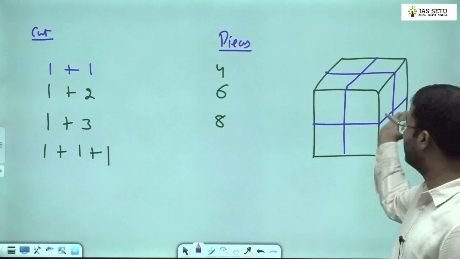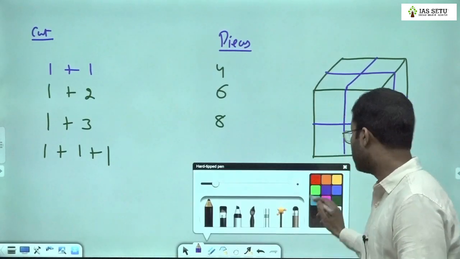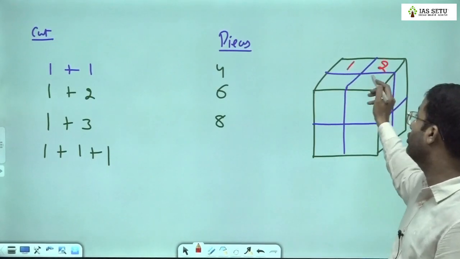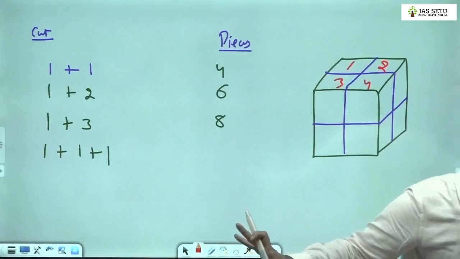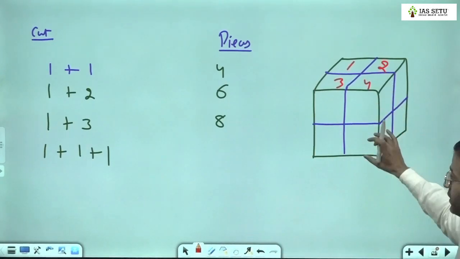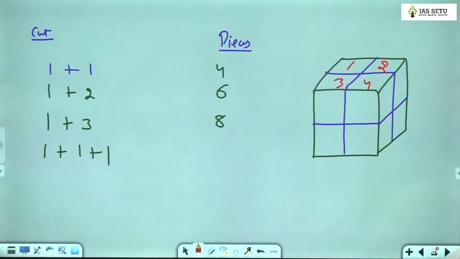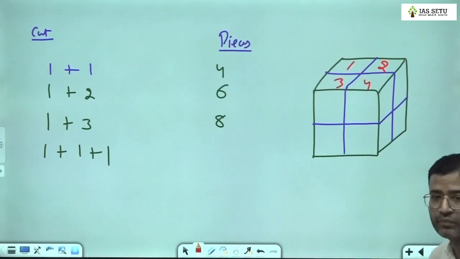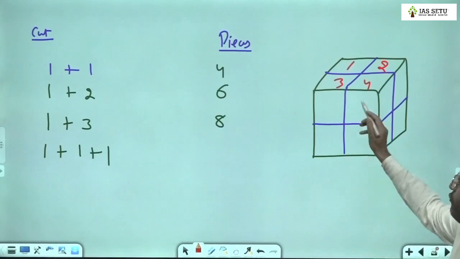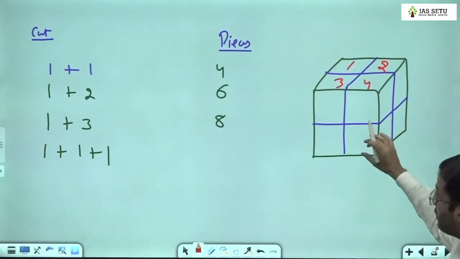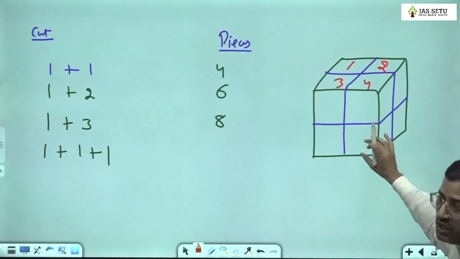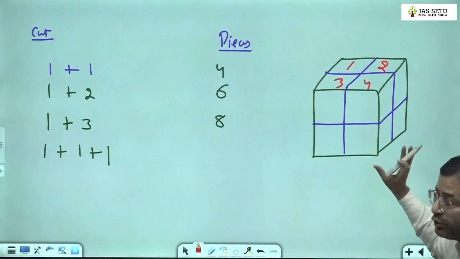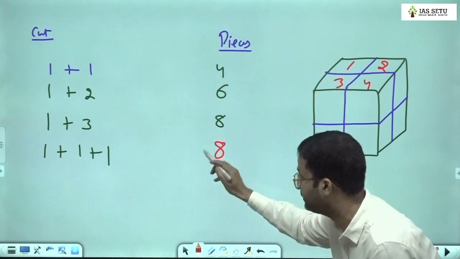If you have seen, so this is 1 2 3 4. Try to visualize. Are you able to visualize? There are two layers, upper and the lower layer. 4 in this upper layer, 4 in the lower layer. How many total pieces do we have? 8.